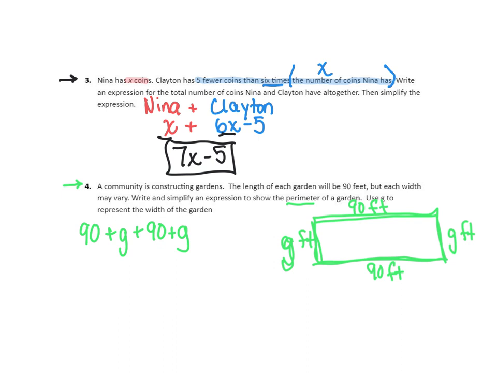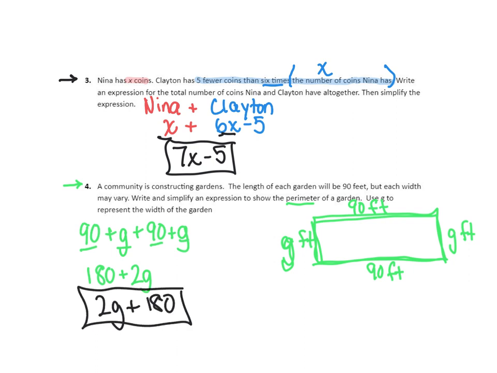Or I could have just added the two 90s together first, get 180, and added the G's together and get 2G. Or even better, I could have 2G plus 90, plus 180, feet. So there's an expression to represent the perimeter.